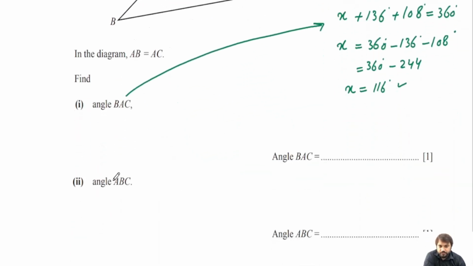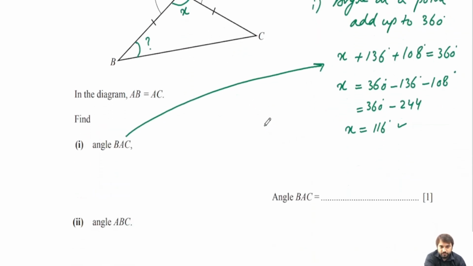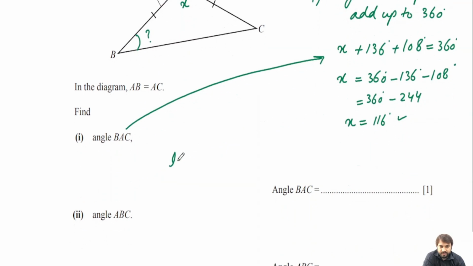So what is the next part of this question? Here we have part 2. We need to calculate angle ABC. So angle ABC is what? This one. We need to calculate this one. We can see ABC is an isosceles triangle, so we can write it down. In triangle ABC, that is an isosceles triangle.